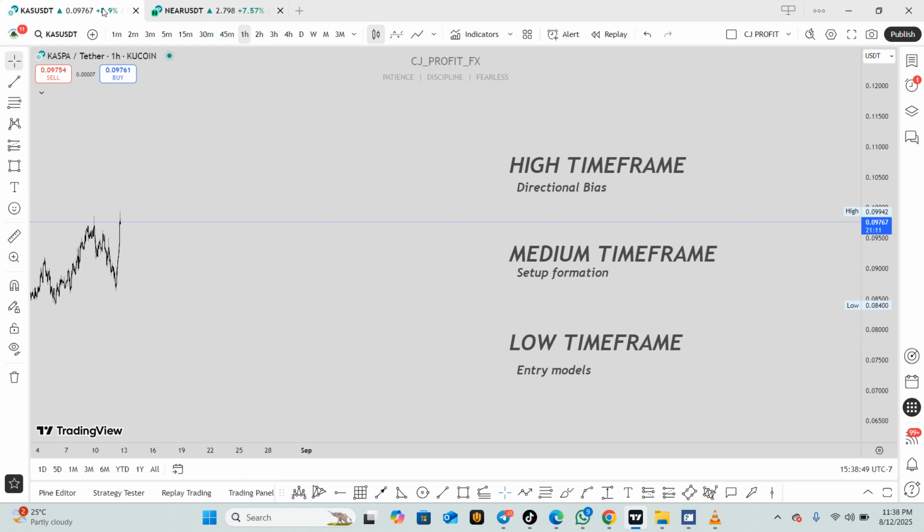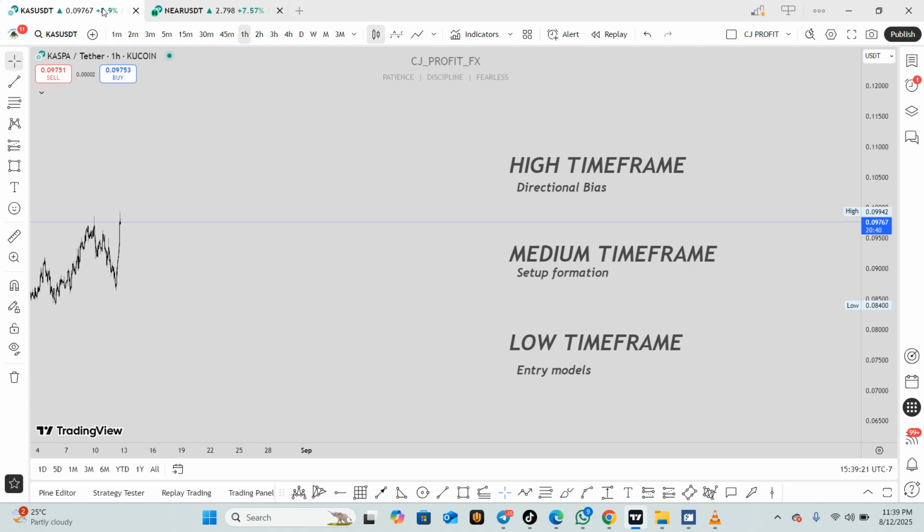So we have the low time frame. The low time frame is now maybe 30 minutes, 5 minutes, 15 minutes, 3 minutes, 2 minutes, down to the 1 minute time frame. So these are low time frames whereby entry models are being spotted out. For you to understand all these things, it will help you position well and know how to risk your money in the market. It can help you maintain a good risk to reward ratio, and also it can help you maintain good risk management.